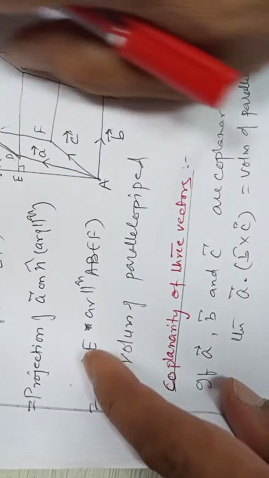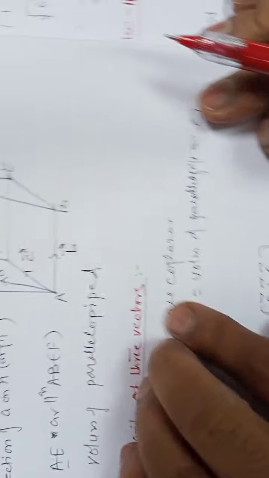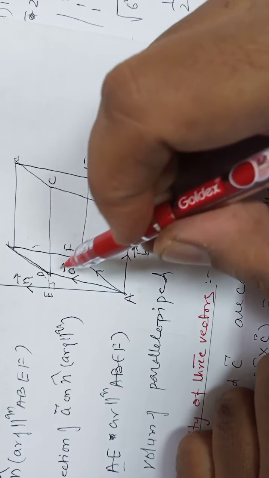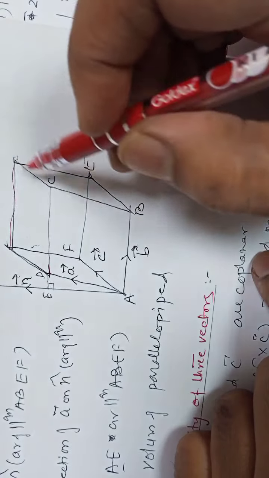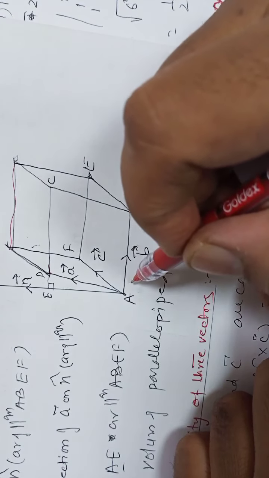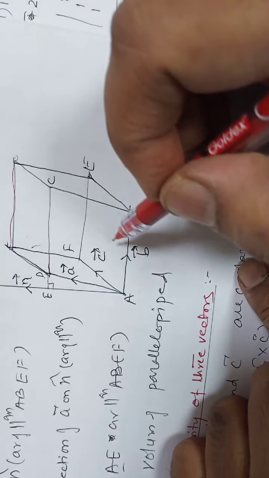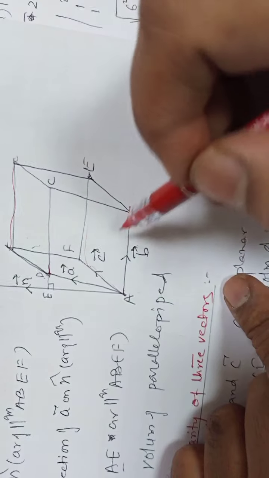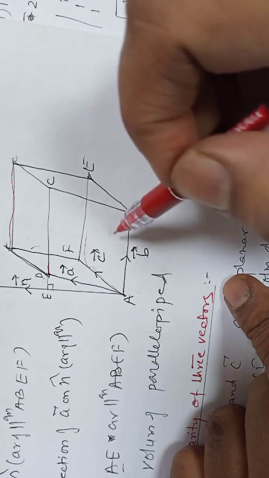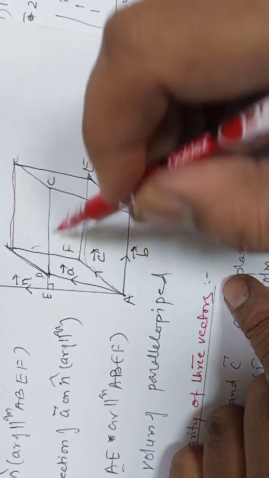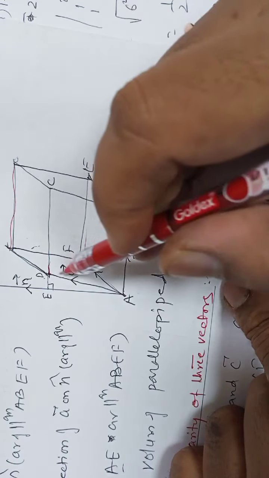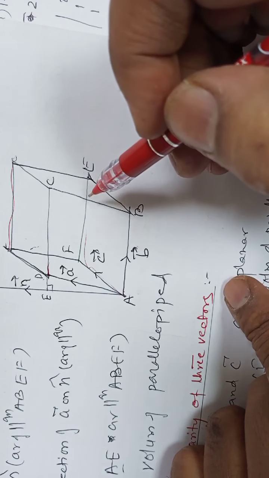Now, the geometrical interpretation of the triple product. We take a parallelepiped. What is a parallelepiped? A parallelepiped is a shape where opposite faces are parallel. So it is not a cuboid. The base is a parallelogram and all the sides are parallelograms. When the angles are 90 degrees, then it is a cuboid or cube. Otherwise, it is a parallelepiped. Just opposite faces are parallel.